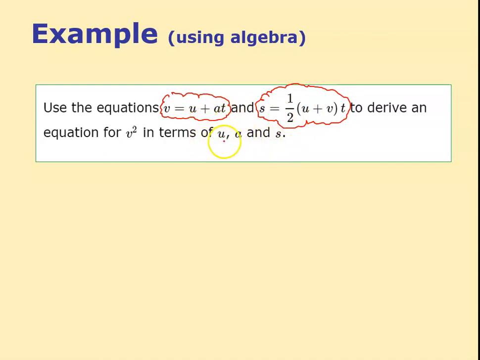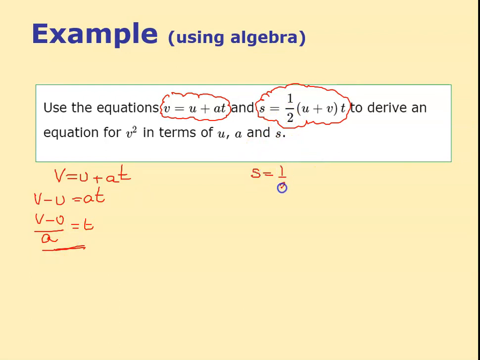It says give this in terms of u, a, and s. There's no t. So for the first one, I need to write that as t equals. So it starts off like that. I can write v minus u equals at, and therefore v minus u divided by a equals t. That's my t equals. And then I can substitute that into here.